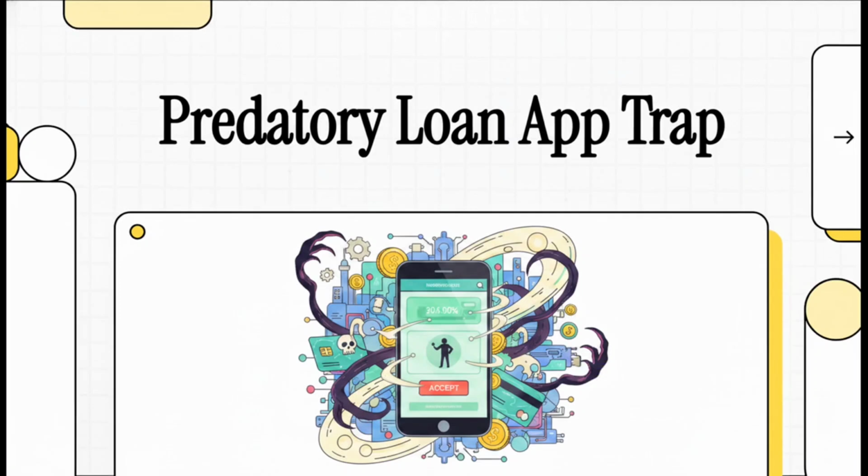It's something you're seeing in the headlines, but more importantly, it's a core topic for your GS Paper 3, the dangerous trap of predatory loan apps. We're going to unpack how technology, the economy, and social vulnerability all come together in this massive problem.